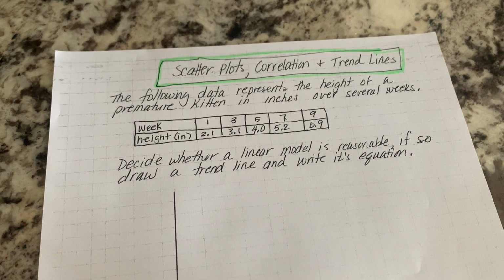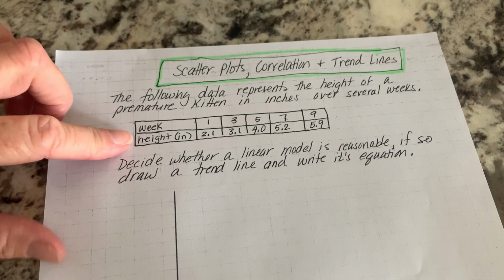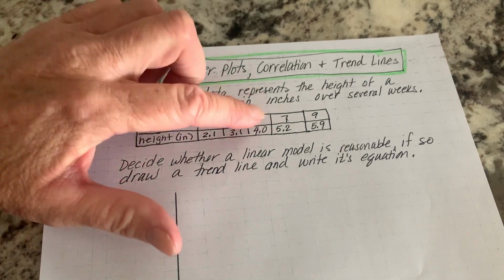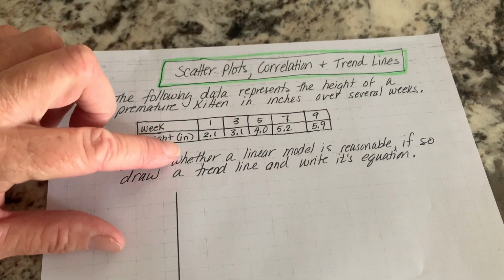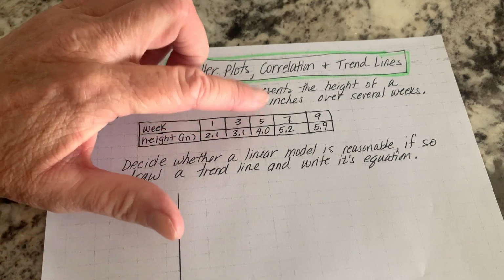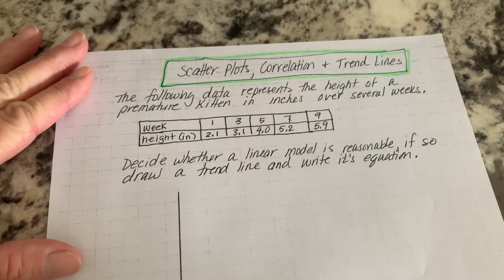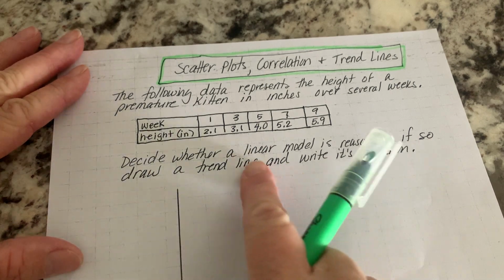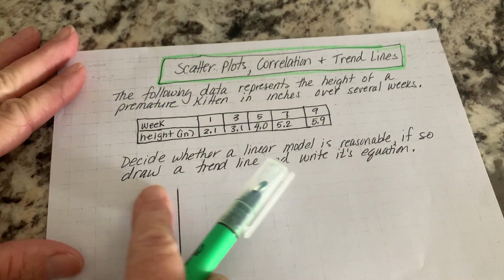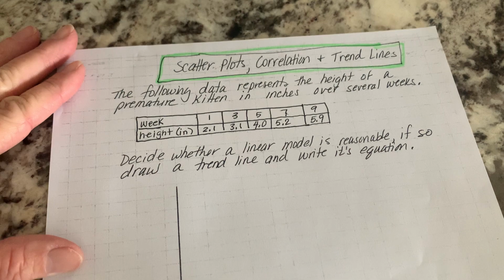So it says the following data represents the height of a premature kitten in inches over several weeks. You can see the table: weeks 1, 3, 5, 7, 9, and height in inches 2.1, 3.1, 4, 5.2, 5.9. It says decide whether a linear model is reasonable. If so, draw a trend line and write its equation.